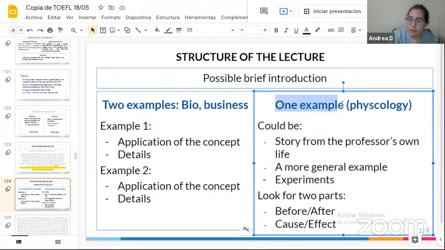Now, if it's just one example, a psychology one, then believe me, it's one of these two things. It's gonna be a story or an experiment. So when I say a story, it could be something that the professor tells about himself, his own experience, or it could be a story from a friend, or it could be a more general example about maybe how teenagers behave in certain ways, or how elderly people behave like that, or how kids, or how adults, or how people who live in certain places do this. But it's gonna be usually a story.